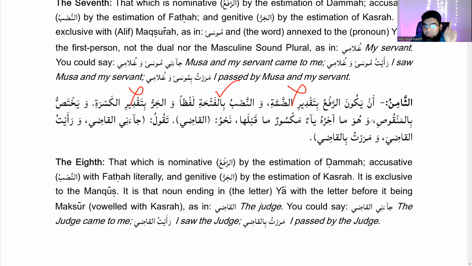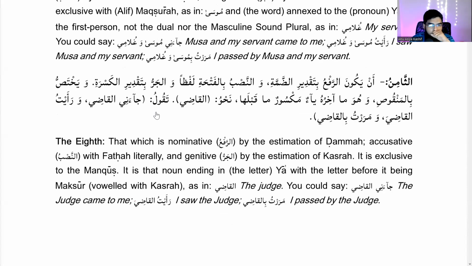ويختص بالمنقوص, and it is منقوص, وهو ما آخره ياء مكسور ما قبلها. It is a ya which has a kasra before it. Nahu al-qadi, for example, al-qadi. So in qadi only you can see fatha in mansub. For example, taqulu ja'anil qadi, the judge came to me. Wa ra'aytul qadiya. This is the exception. We can see the fatha, ra'aytul qadiya, because Arabs didn't have any problem at all saying qadiya. Wa marartu bil qadi. Kasra also we cannot see.